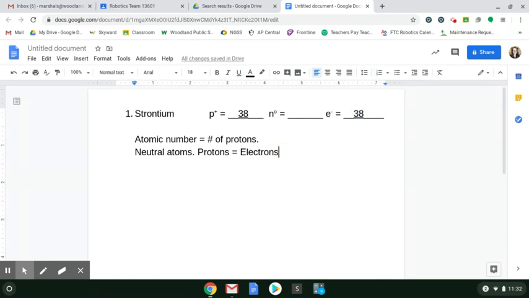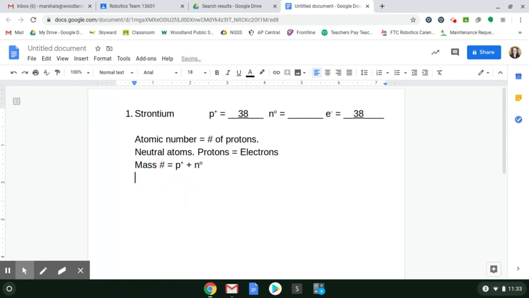Now I need to figure out my number of neutrons. My number of neutrons is determined by the mass number. I know this because my mass number is equal to my protons plus my neutrons. Now I already know my protons, and I know my mass number from the periodic table. The periodic table says that strontium has a mass number of 87.62. That is going to be rounded to the nearest whole number, which means it has a mass number of 88.